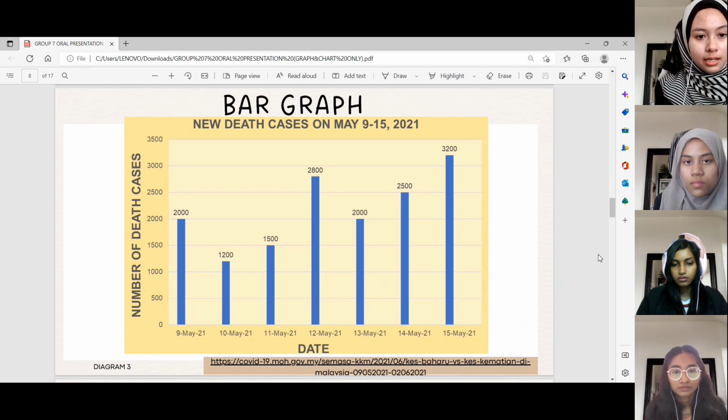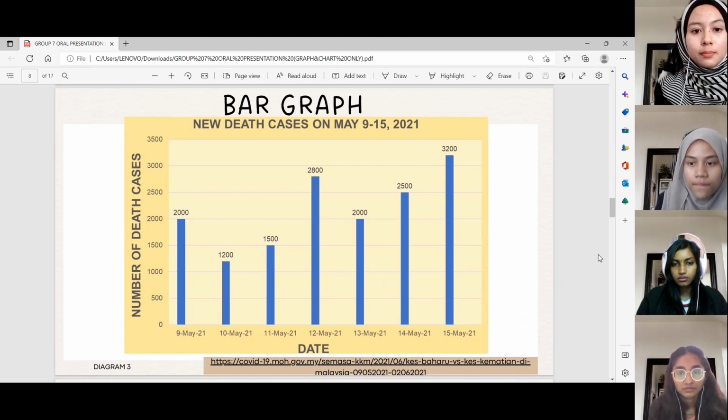Next, most and least popular result, it can be clearly seen that the highest cases were on 15 May 2021 and the least cases occurred on 10 May 2021.